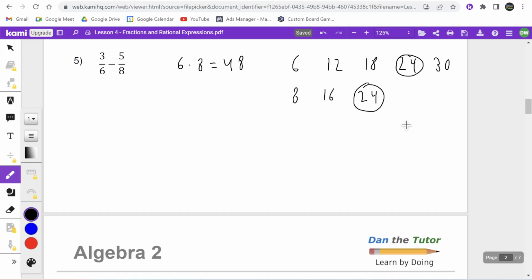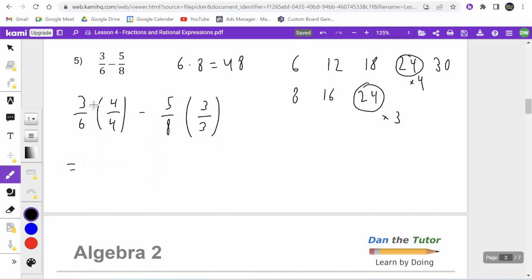And how you get that is you need to multiply the 6 by 4, and you're going to multiply 8 by 3 to get 24. So in other words, it's going to be 3 over 6 times 4 over 4. That's going to get me 24 in the denominator. And then minus 5 over 8 times 3 over 3, because that gets me 24 for the 8.